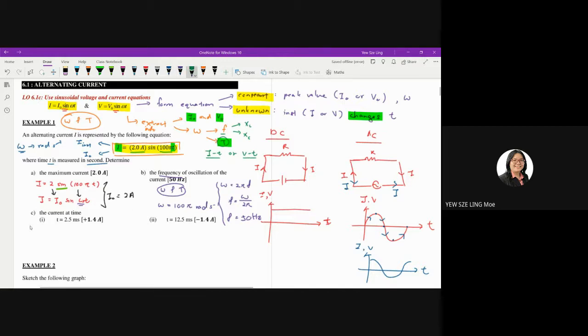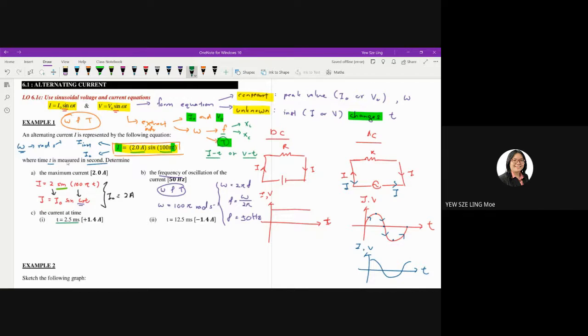Now let's look at question C. Question C now asks you to calculate current at a particular time, which is the instantaneous current. So now you are given the time. So what can you do? You just plug in the time, because now it tells you, okay, you are going to determine the current at time t equals 2.5 millisecond.